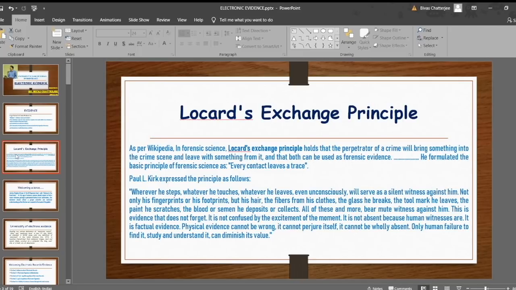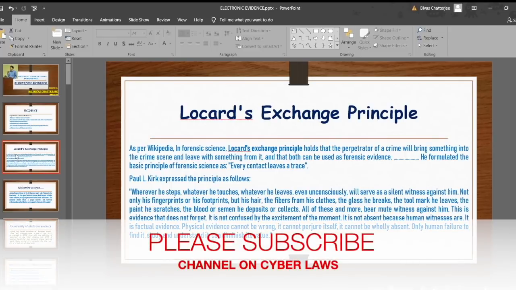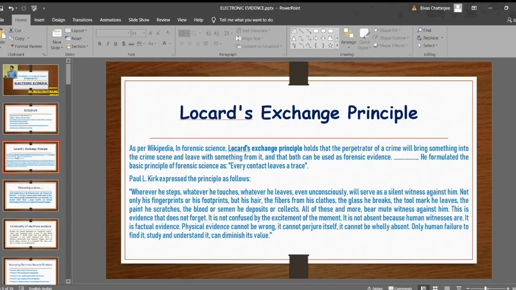So if we go by the Locard exchange principle, whenever somebody enters a system, that contact leaves something in the system and takes something from the system. So every contact leaves a trace, and this traceability is the most important thing in today's electronic evidence investigations. And the finest wording of Mr. Paul L. Kirk is worth mentioning here.